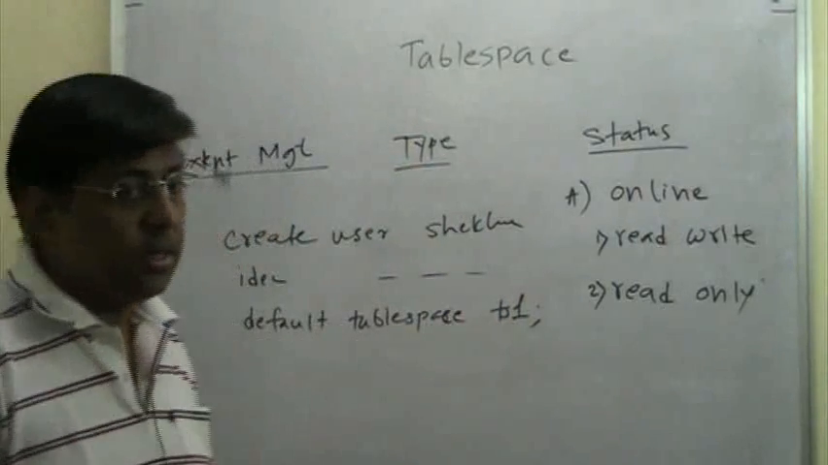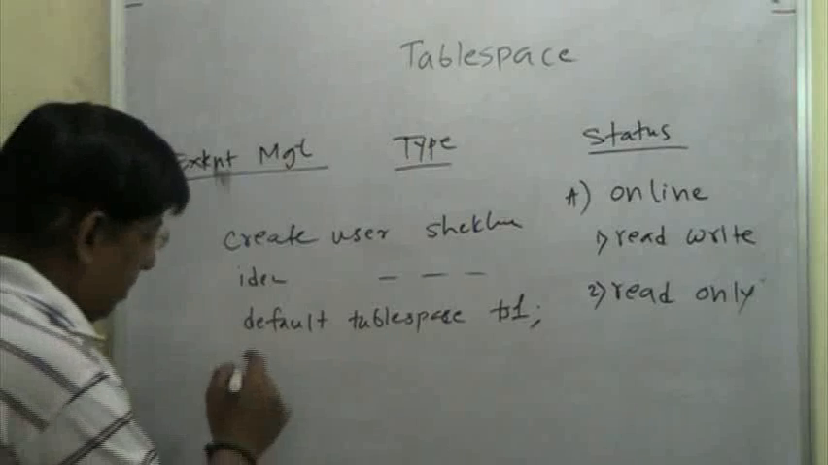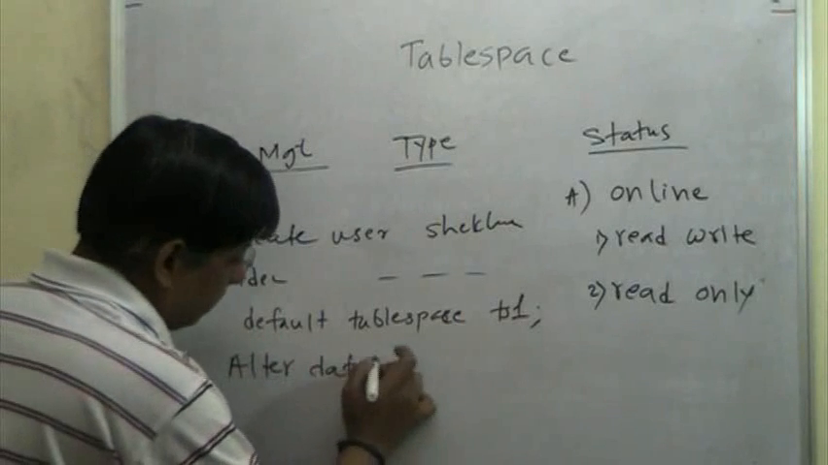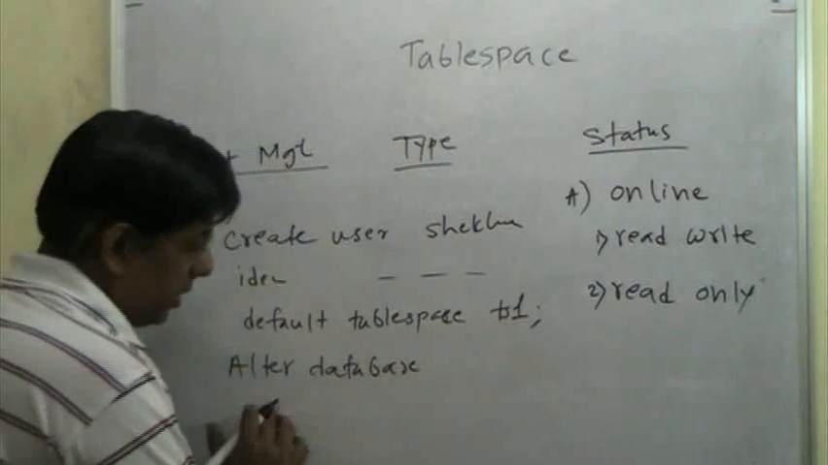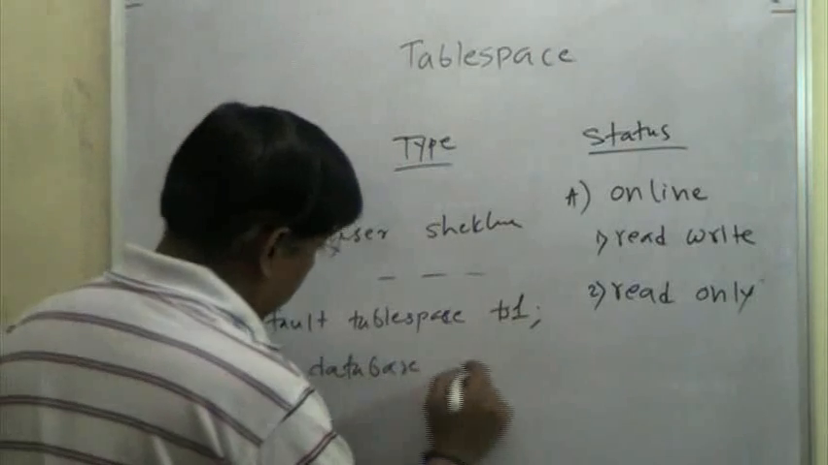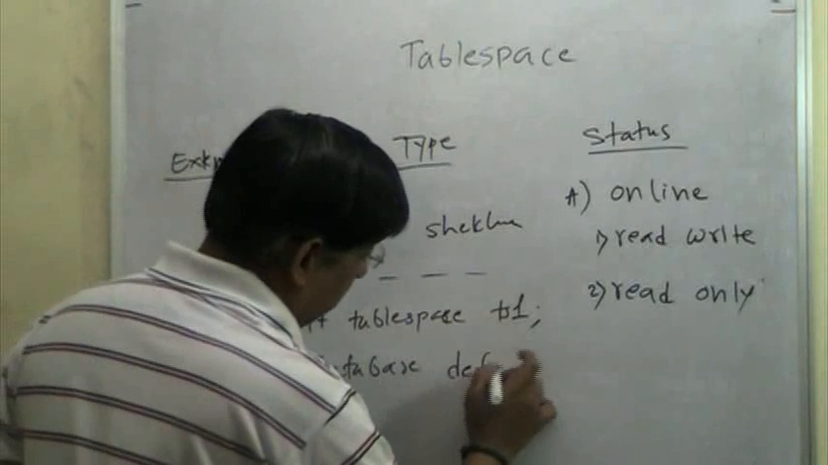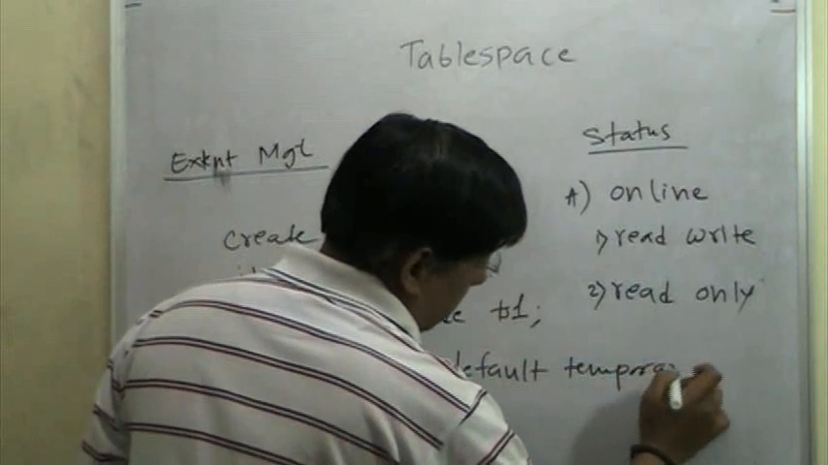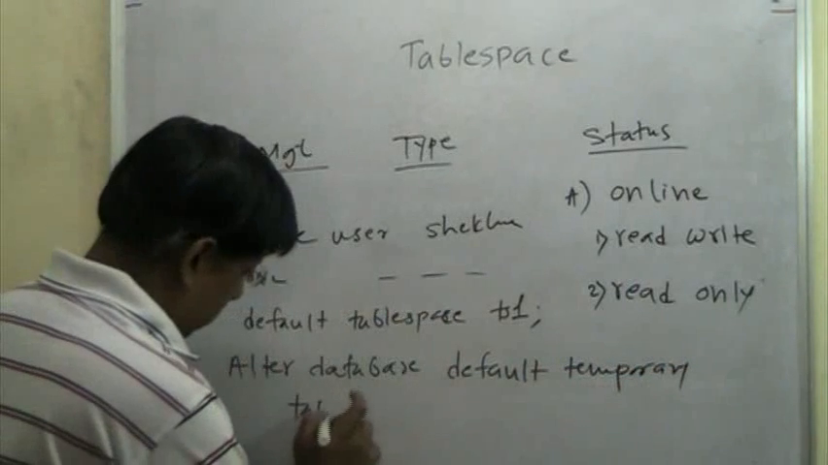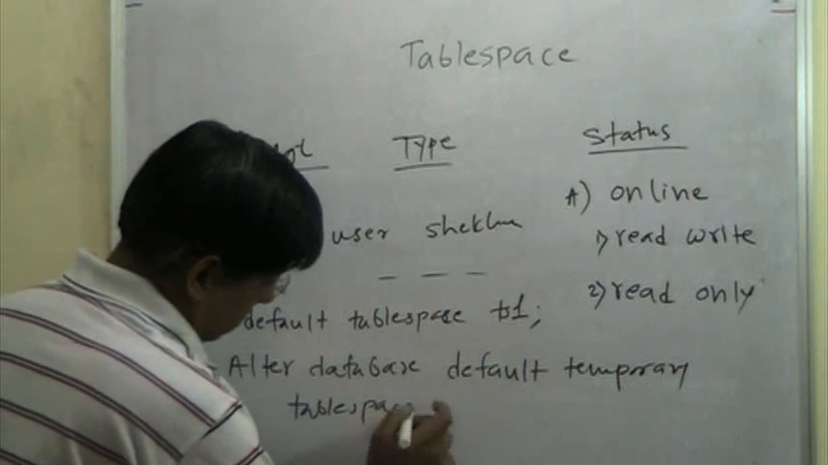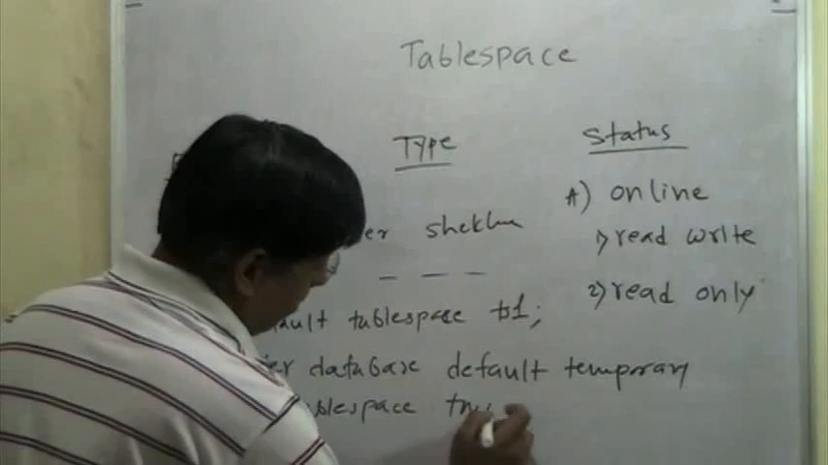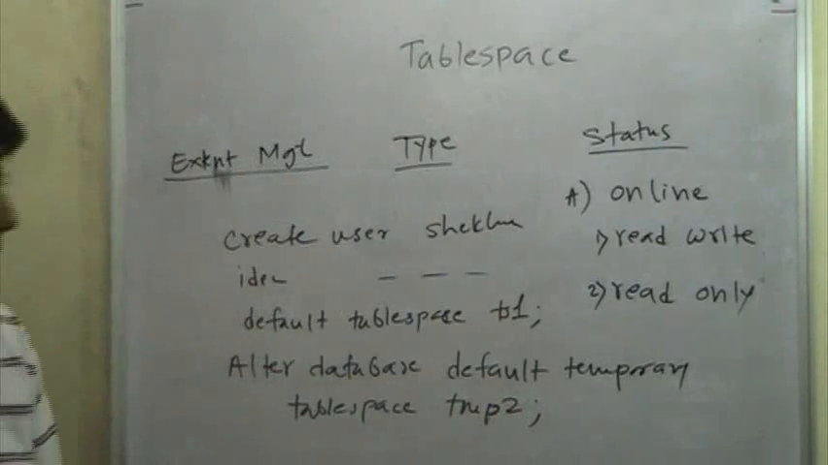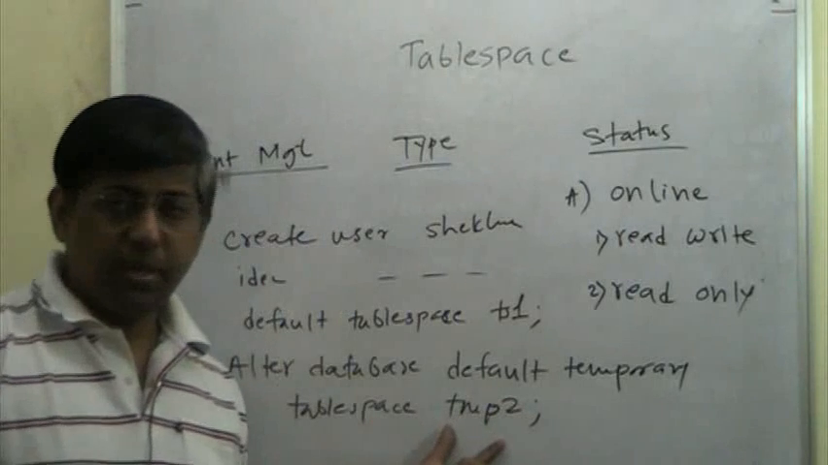But a little later on, let us say you want to change it. Then again, the command is alter database. We are altering the database. Alter database default temporary tablespace is TMP2. So from that point onward, you will have a default temporary tablespace of TMP2 instead of whatever the original was.